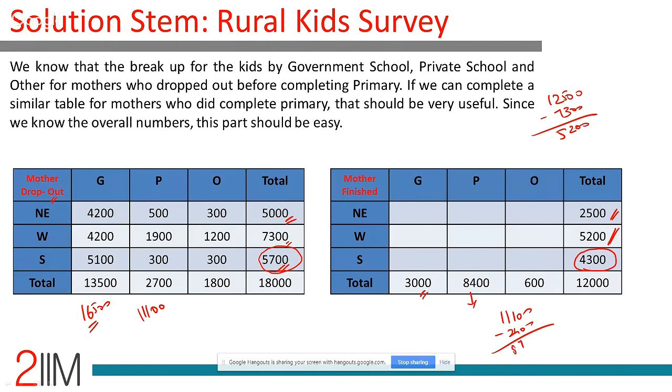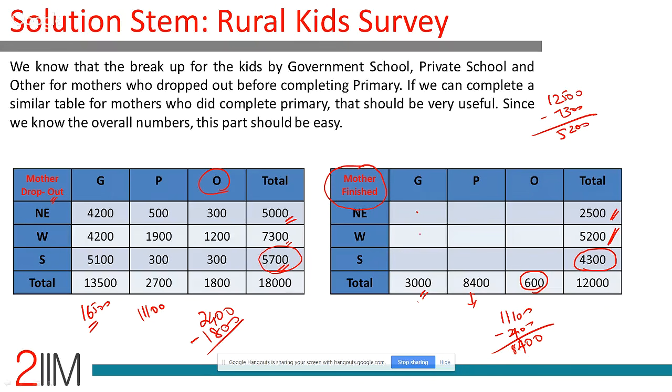2,700 subtracted from this gives 8,400. Totally 2,400 are in the other category. Overall, subtract this 1,800 sitting here, we've got 600. We've got the total numbers for the category where mothers have finished their primary education. So just as we had thought, we've got these overall numbers.